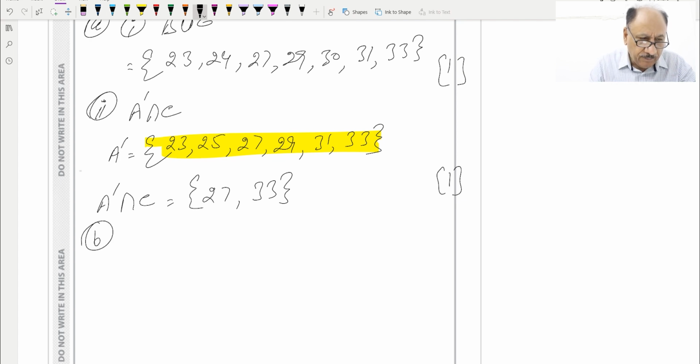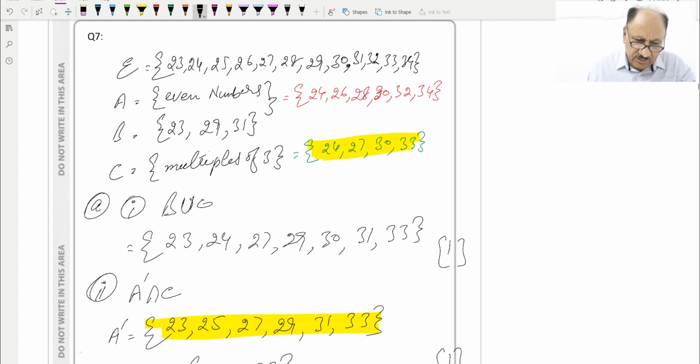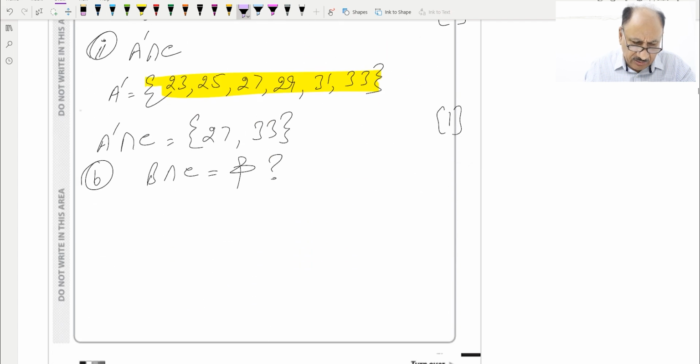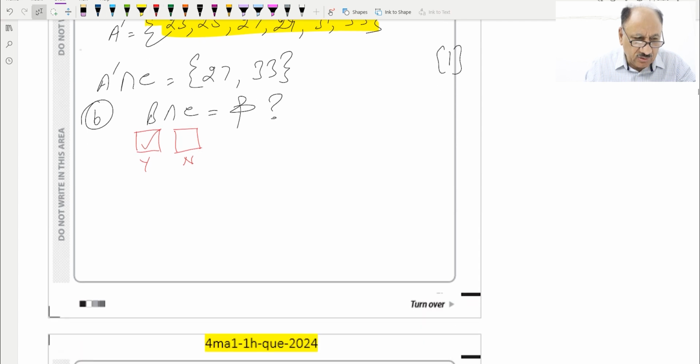Then next they are asking in part B: is it true that B intersection C is equal to the empty set? So for B intersection C, we need to check these members. This is B, and C is this one. Nothing is common in these two, so we can write that it's correct. The check box is provided for yes or no, so we'll be checking yes. Give reason, so we need to mention the reason as well.